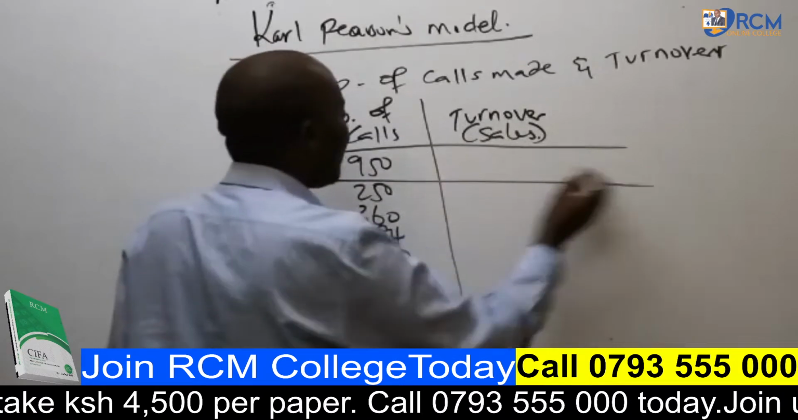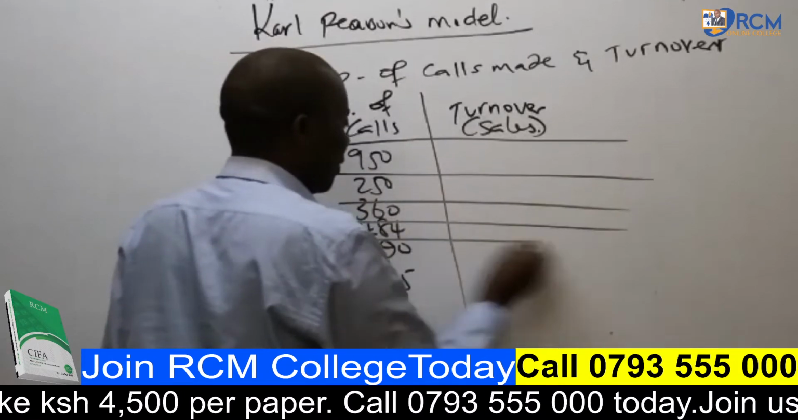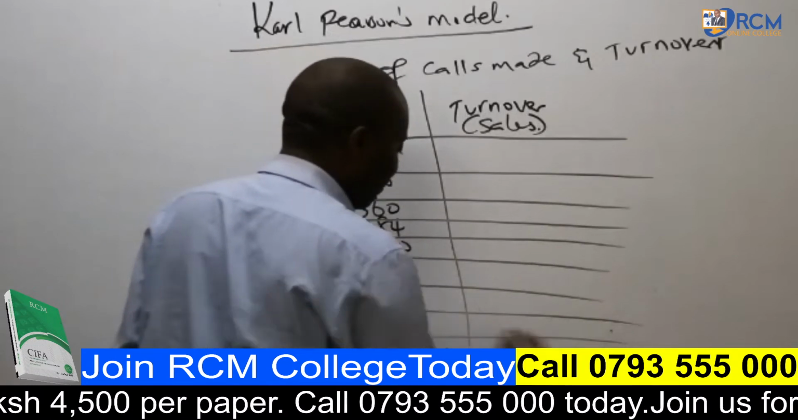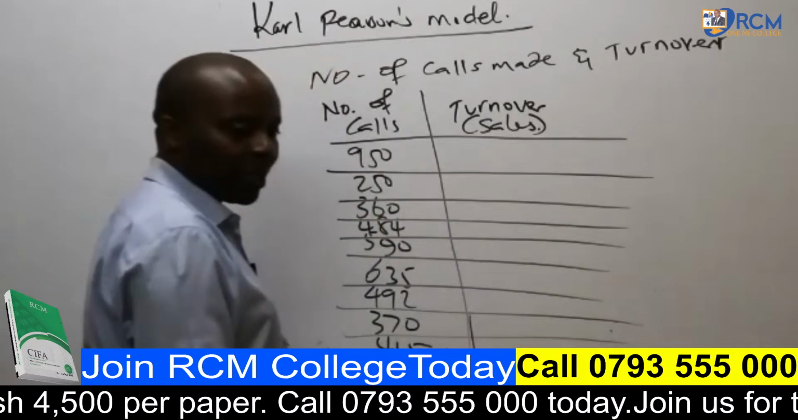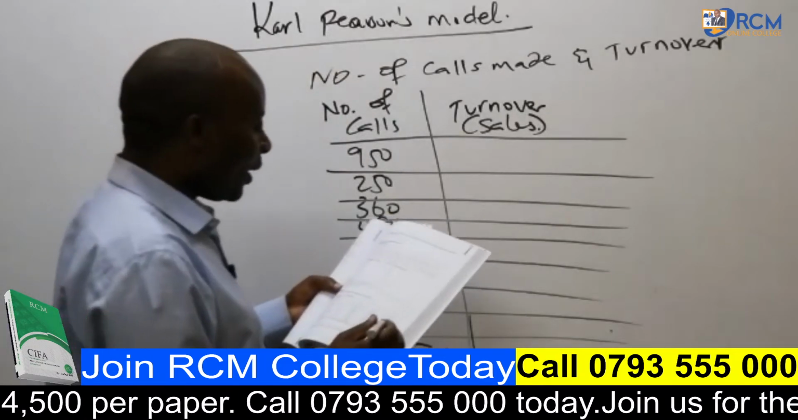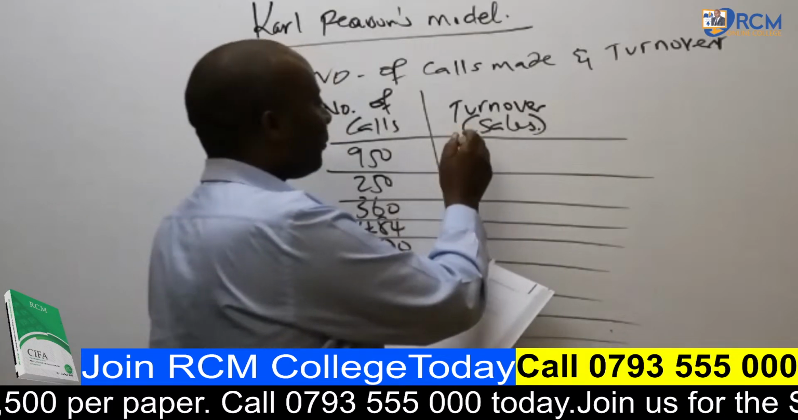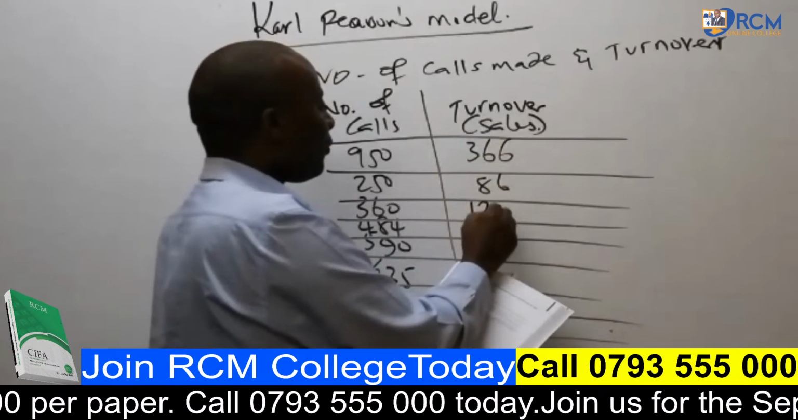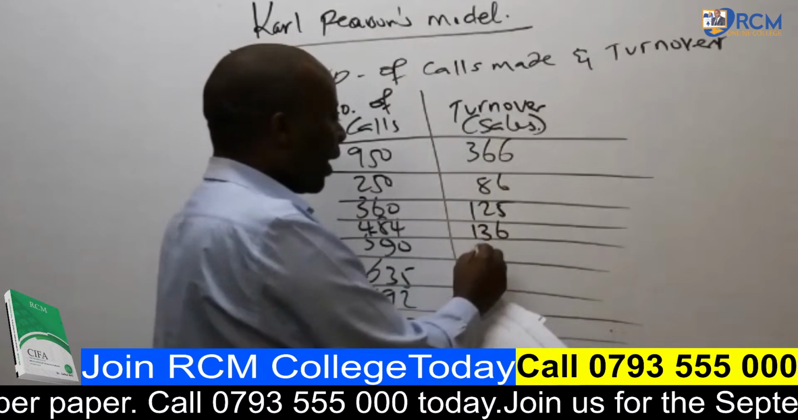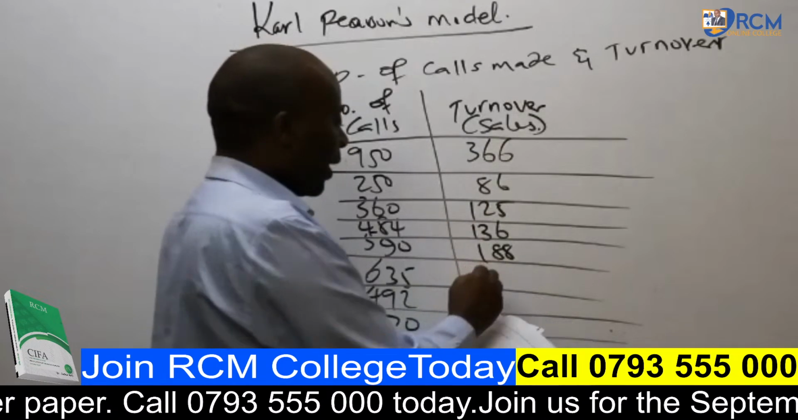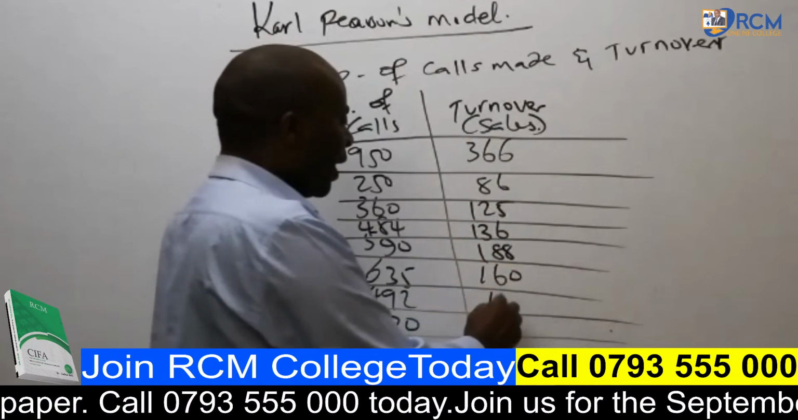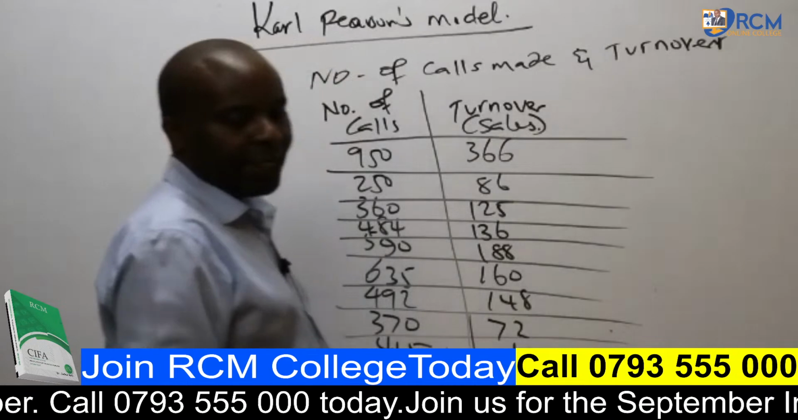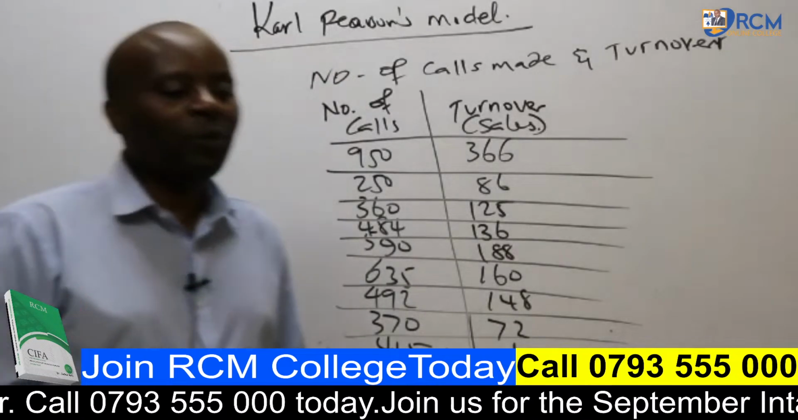So, ladies and gentlemen, if that is the case, this is what we need to do very first. You know, QA is the best paper in CPA. So the first turnover they have given me is 366. We have 86, we have 125, we have 136, we have 188, we have 160, we have 148, 148, we have 72, and then we have 118. So please, first of all, we must copy up to there.